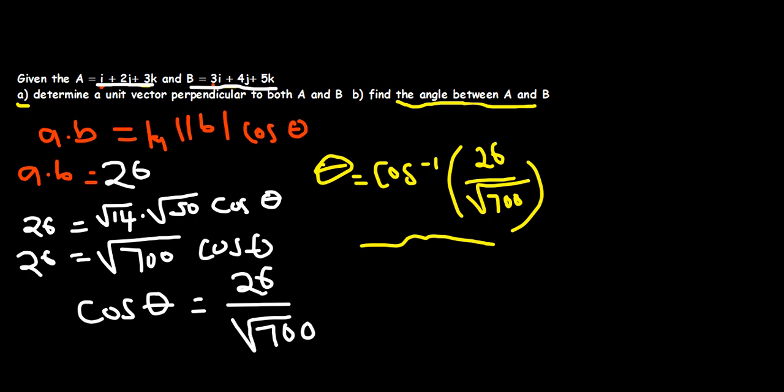Alright, so did we find the dot product correctly? Let me check: 1 multiplied by 3 is 3, plus 2 multiplied by 4 is 8, and then 15. Okay, that's correct. Alright, so any questions there, guys? We are finding the angle. No question, we go to the next question.